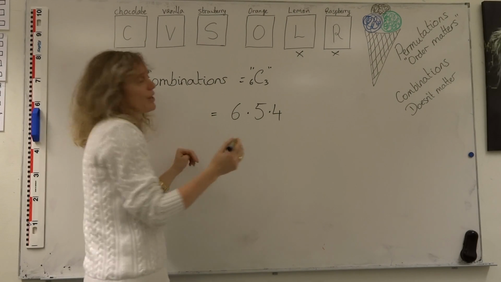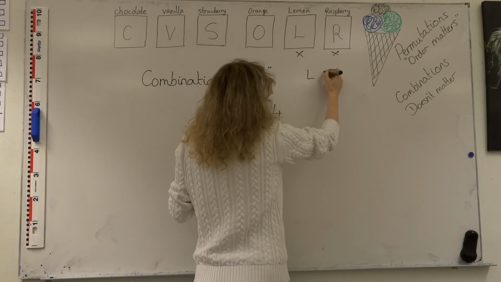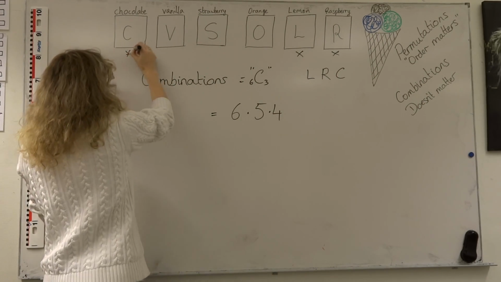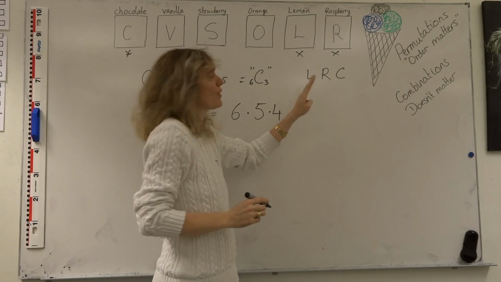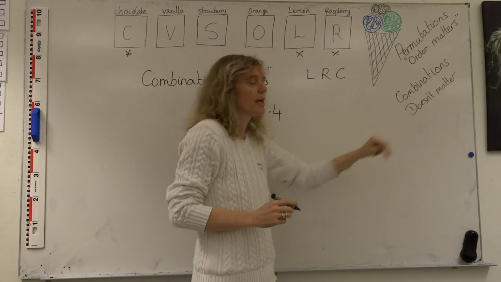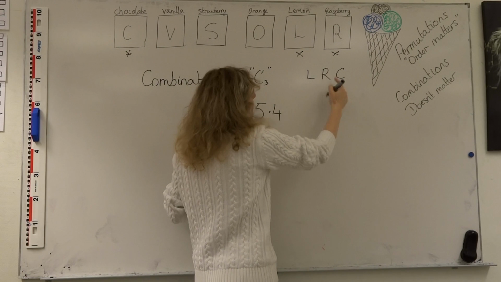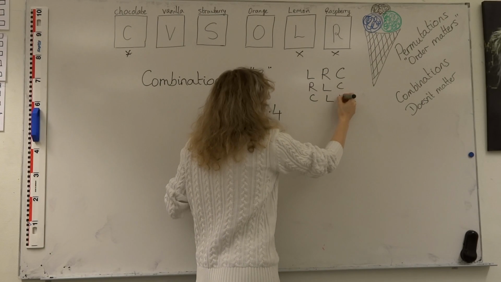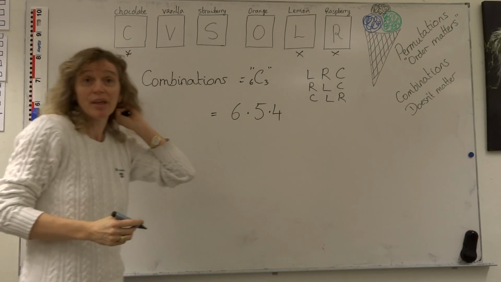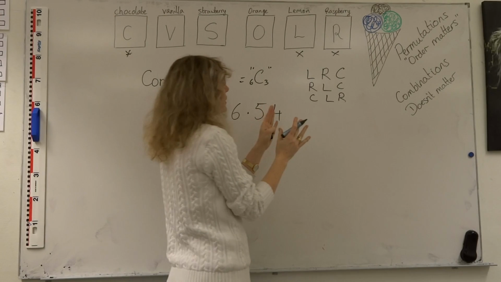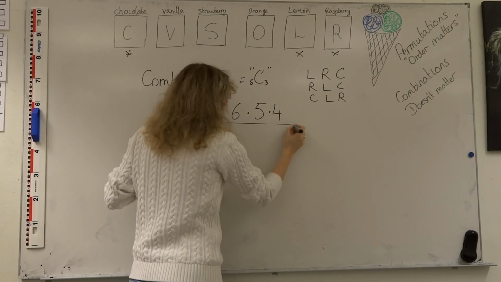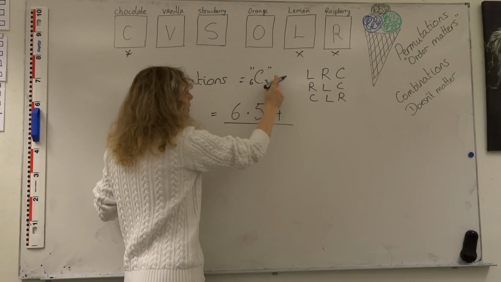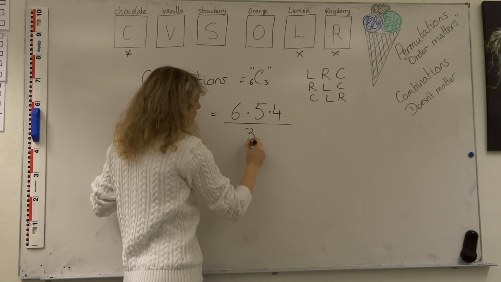So let's have a look at that. Let's look at lemon together with raspberry and, let's say, chocolate. Now, it doesn't matter with combinations because order doesn't matter when it comes to a combination. If this is LRC or RLC or CLR, they are exactly the same thing because in combinations order doesn't matter. So we actually have to divide by this number here as a factorial.